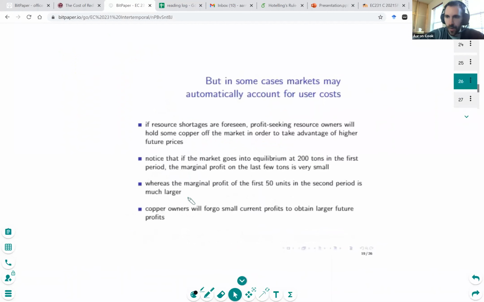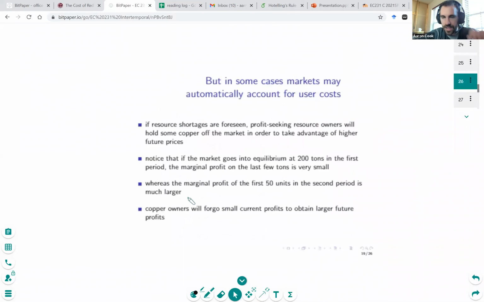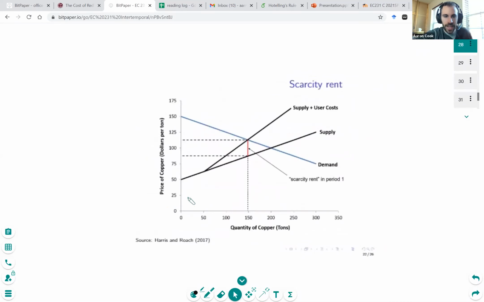I have a slide here about resource depletion taxes, but I don't really care about resource depletion taxes. They're not that realistic, and I think they're just not that interesting. So I'm going to skip over this, and I'm going to get to this idea of scarcity rent.